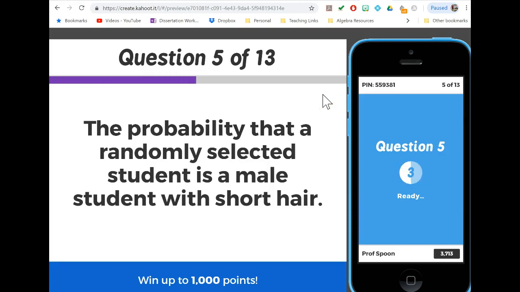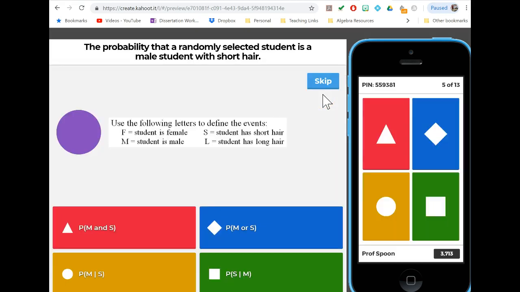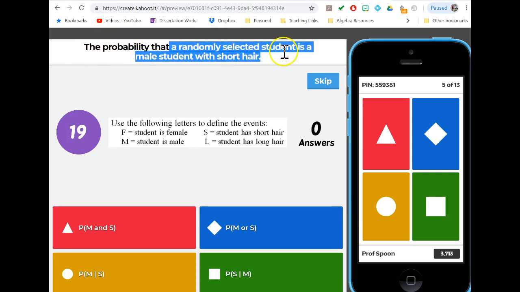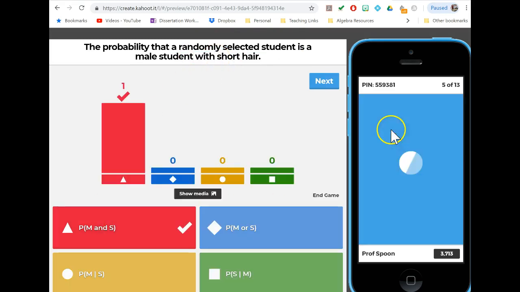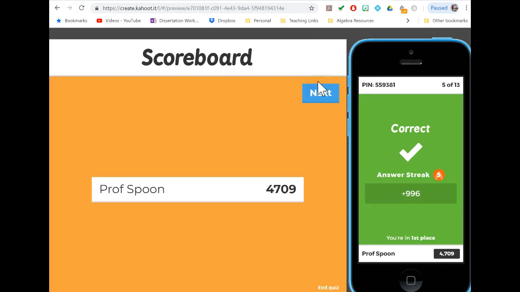All right, this one's a little bit more challenging. Randomly selected male with short hair. There's no and or, but there's also no of, if, or given. But we do have to think a little bit harder here. It does say the probability that a randomly selected student. So this is telling us that we're looking at every student as our whole. This is not a conditional. And with is just a kind of not so clear cut way to say and. So this one is actually M and S.